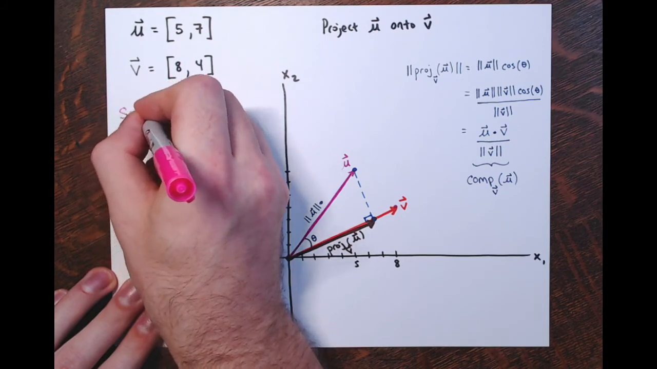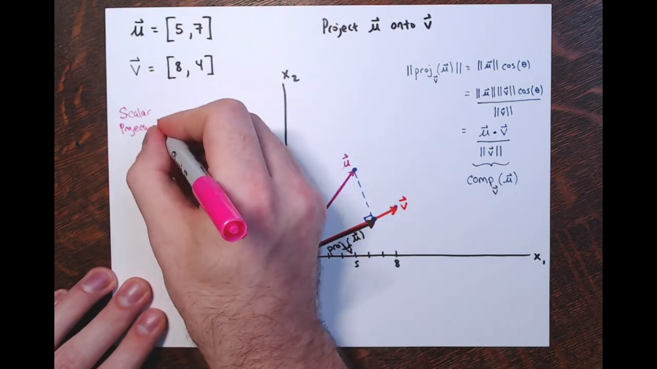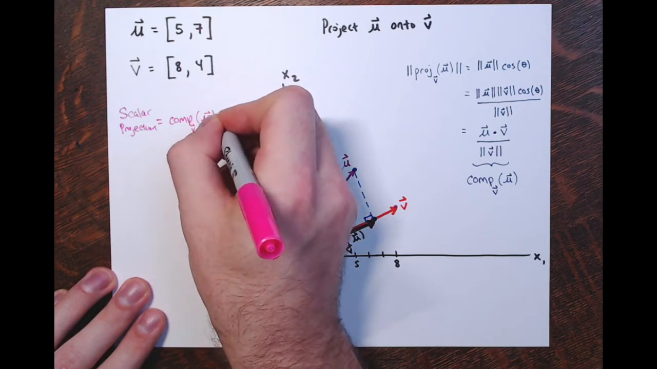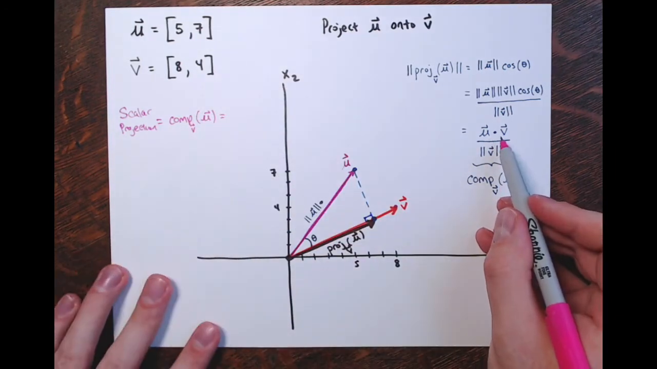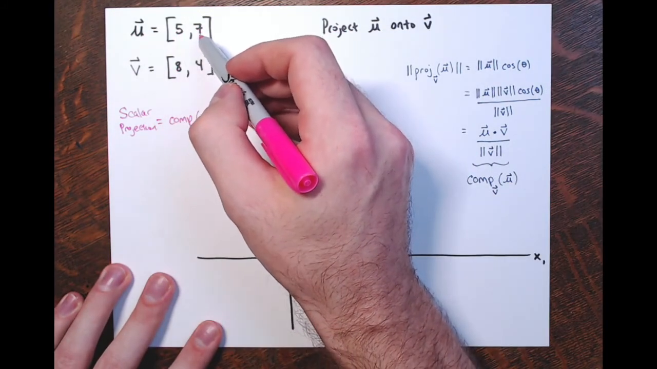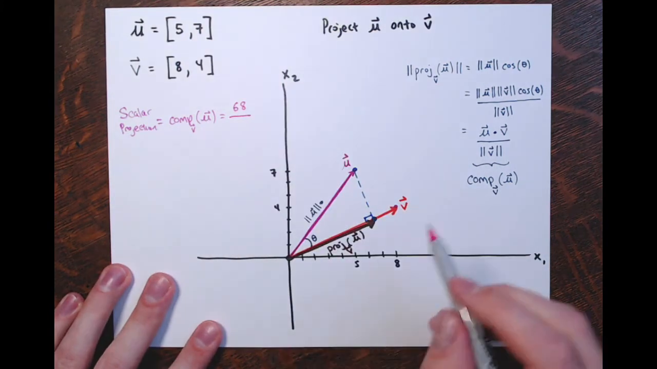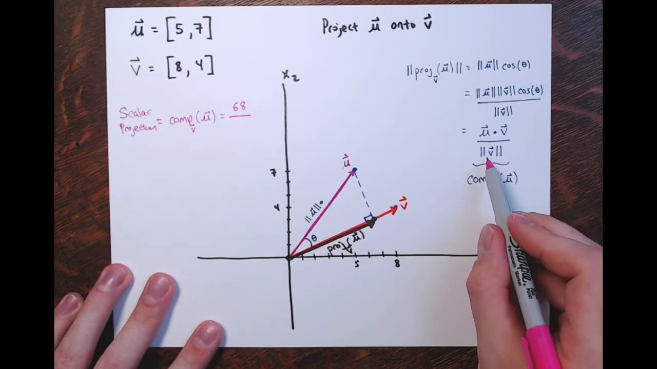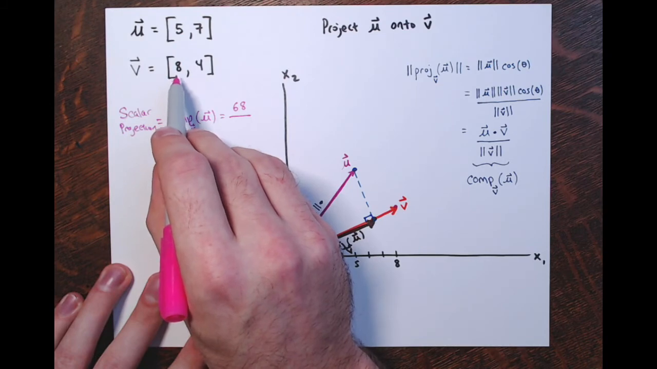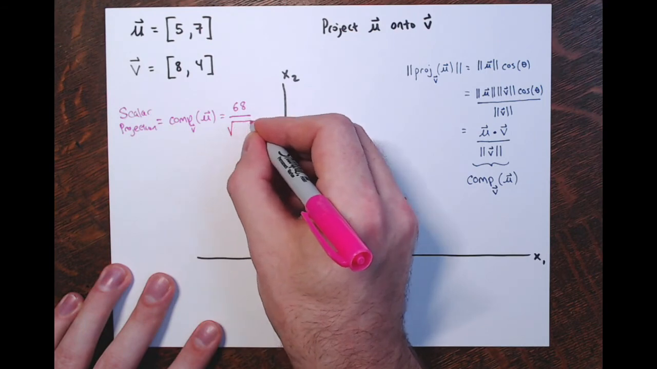So the scalar projection, again, this component of the projection of u onto v is u dot v. So the numerator is u dot v. What's u dot v? That'd be 40 plus 28, that's 68, divided by the norm of v. Now, what's the norm of v? That'd be the square root of 64 plus 16. So the square root of 80.